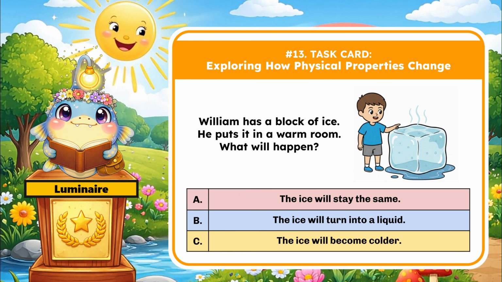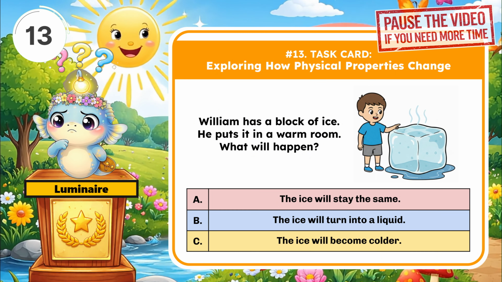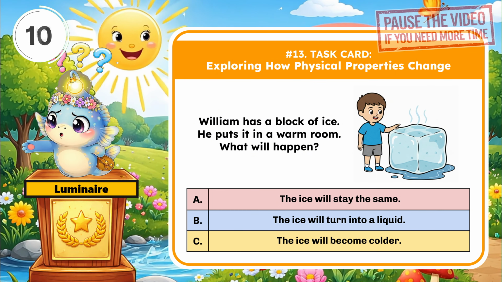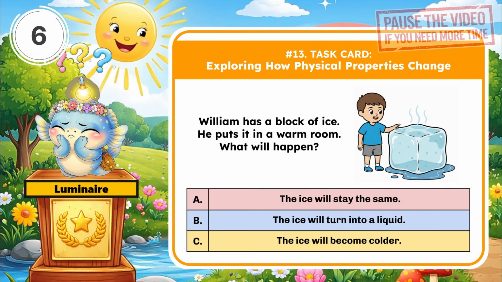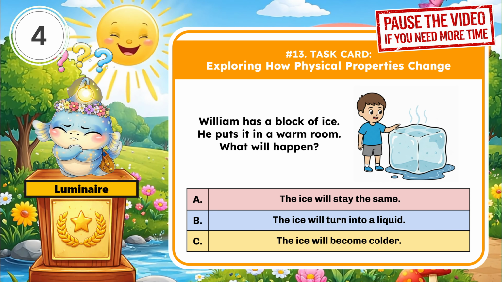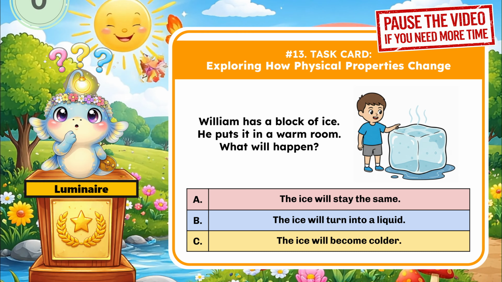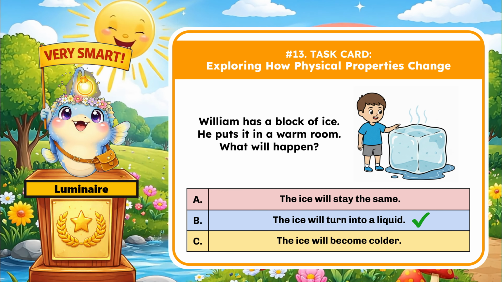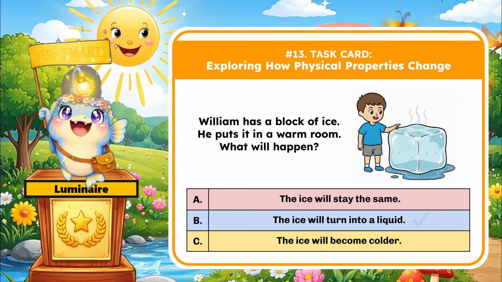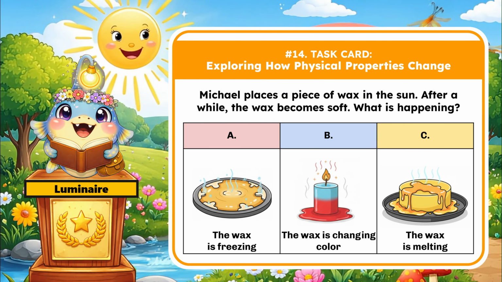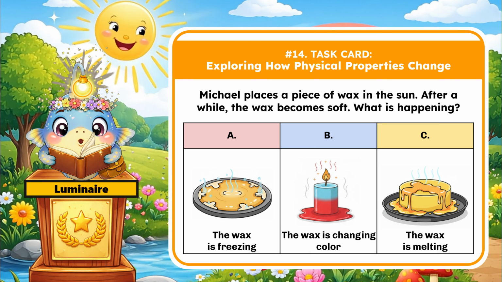He puts it in a warm room. What will happen? And the correct answer is letter B, the ice will turn into a liquid. Michael places a piece of wax in the sun. After a while, the wax becomes soft. What is happening?